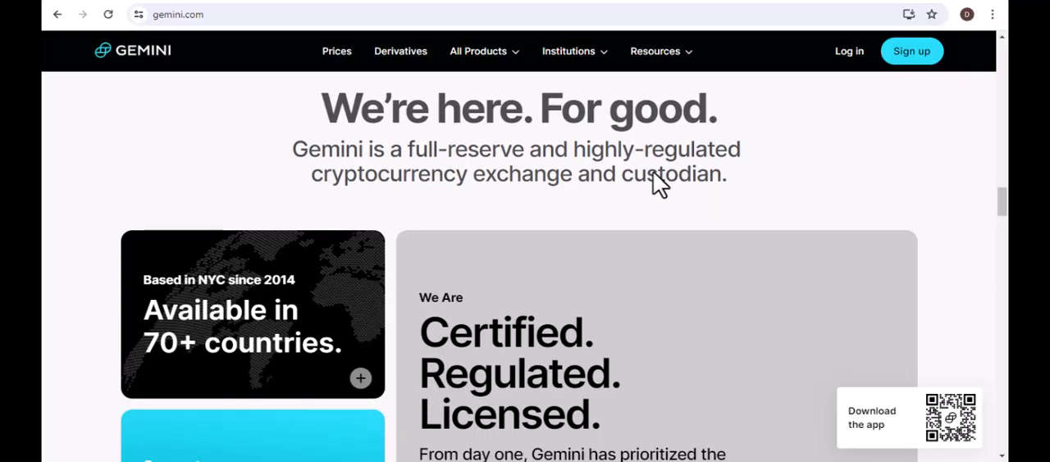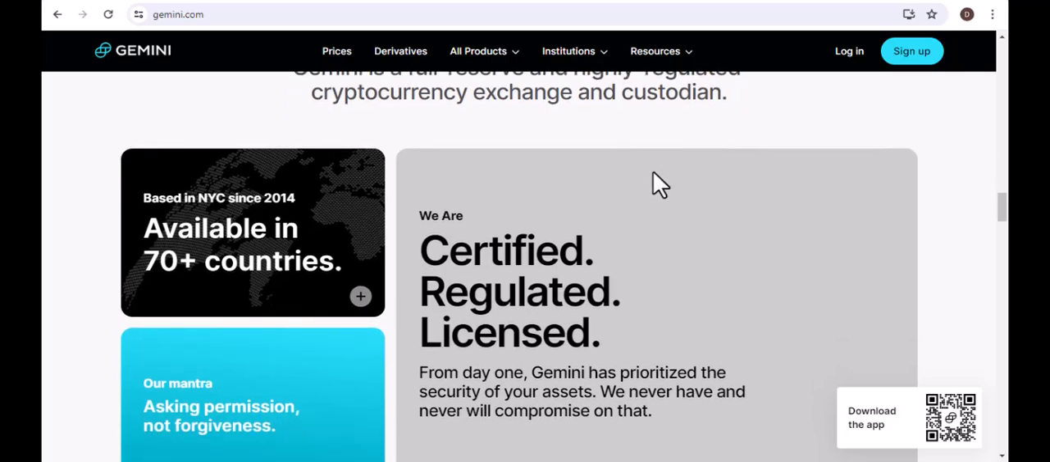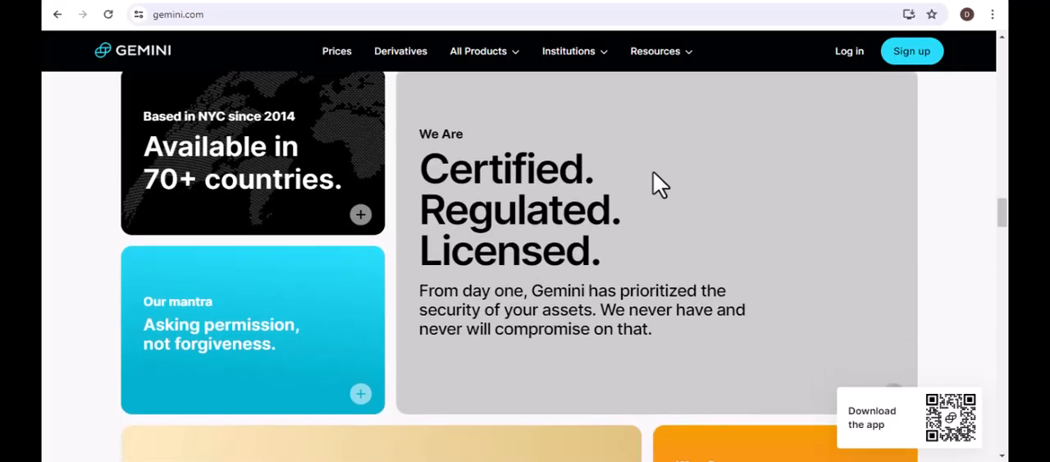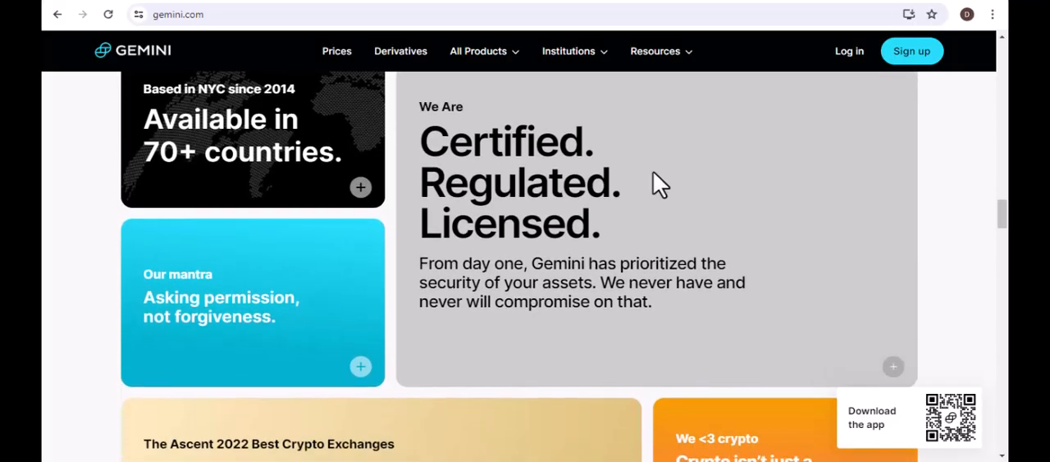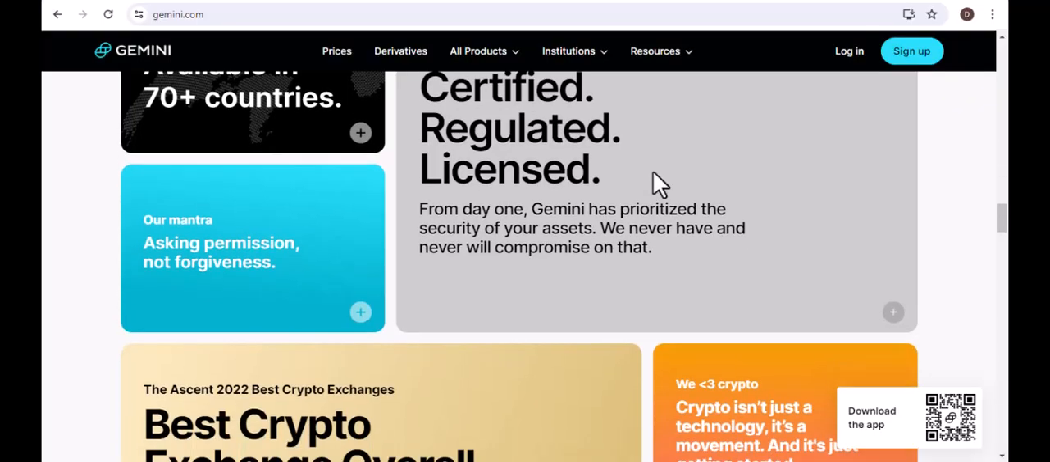PayPal's fees can vary based on the transaction type, currency conversion, and whether it's a personal or business payment. For example, receiving international payments often incurs fees. Security is a strong suit for PayPal, with buyer and seller protection programs.